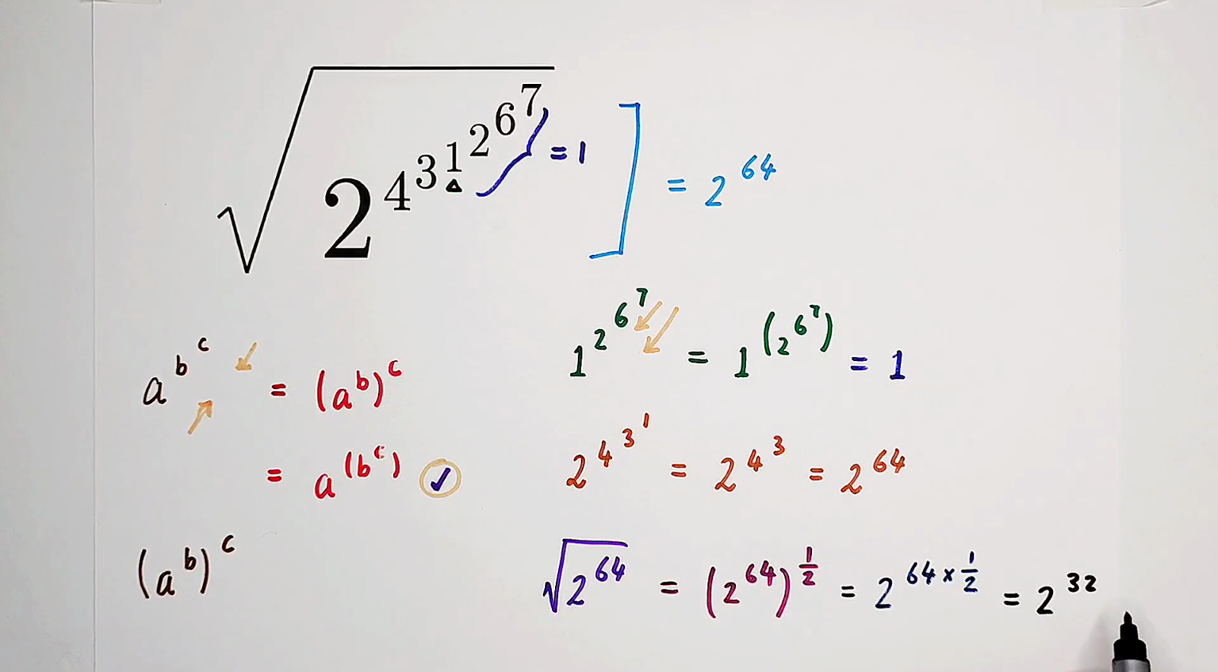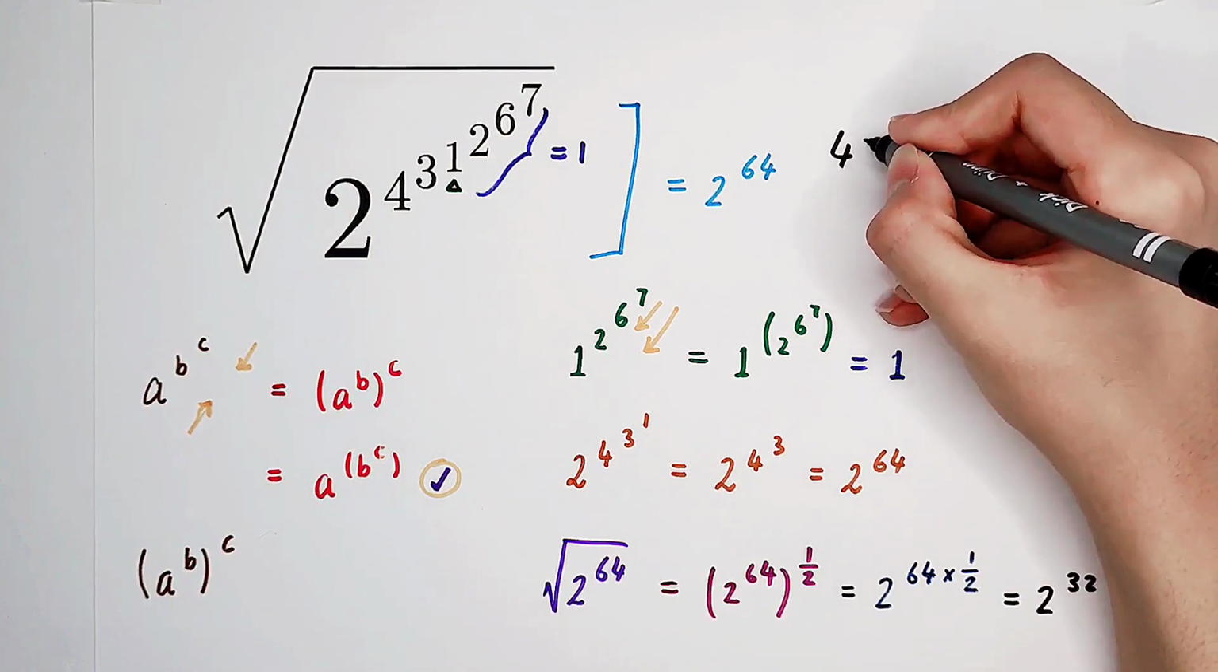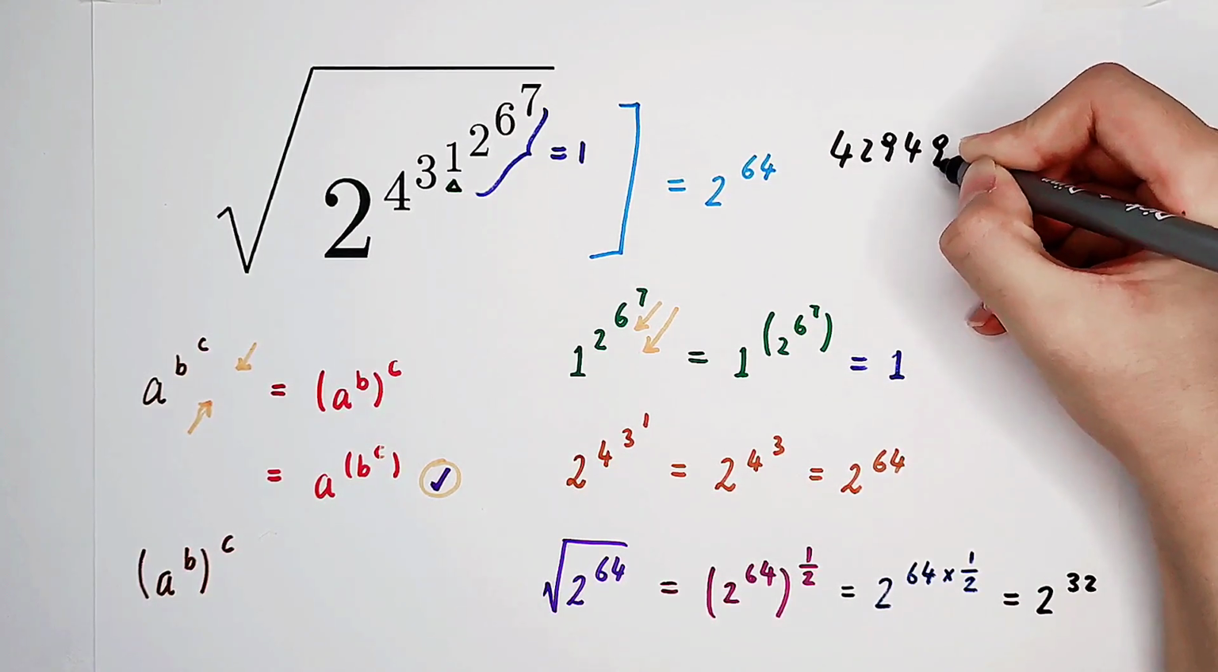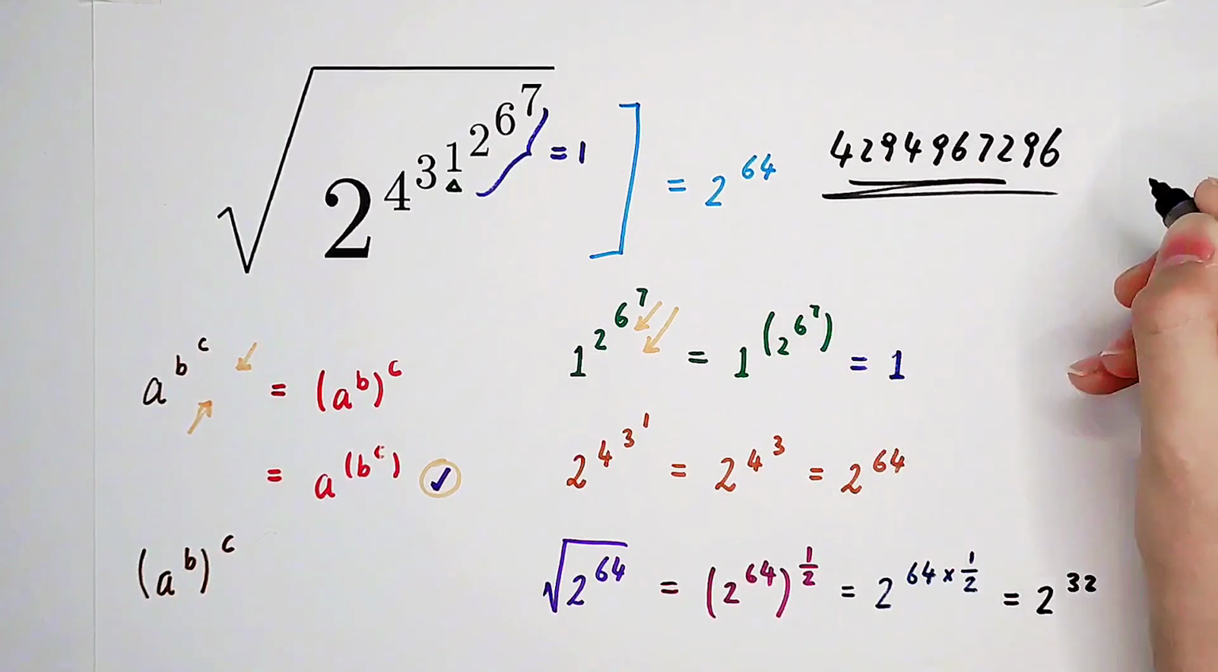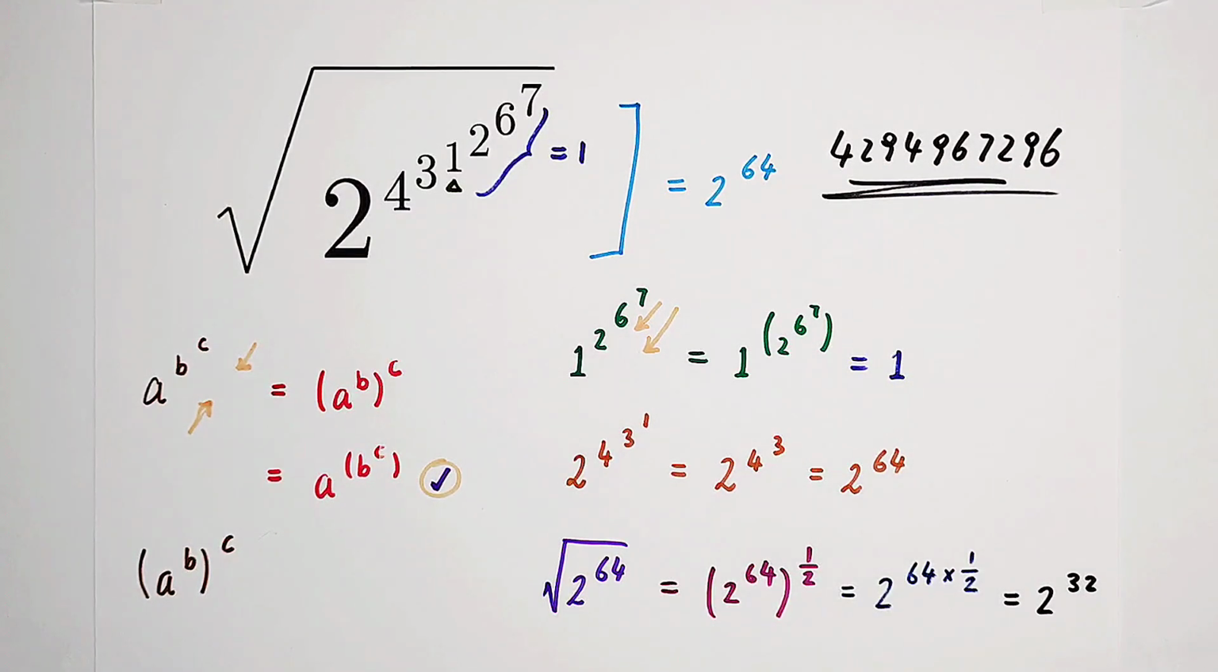If you want to calculate this to the power of 32, of course, you can. And the answer will be 4294967296. However, you don't have to. This one is enough. Did you get it?